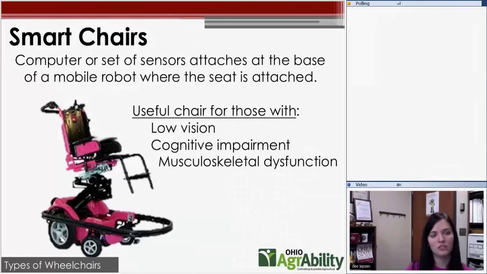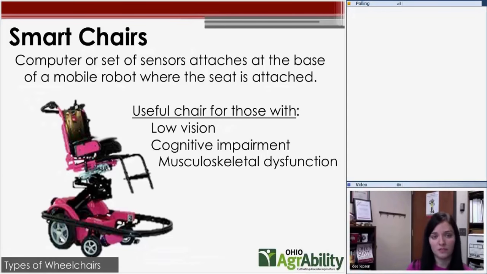Smart chairs are a relatively new concept. They're kind of still in the testing phases. They're most commonly used with individuals with several impairments who are not very high functioning. So someone that would be best suited for this type of chair could be someone with low vision problems, cognitive impairment, or musculoskeletal dysfunction. Recently, these chairs have been used a lot with veterans who come back with polytrauma, so thinking about kind of helping them to get around more independently.